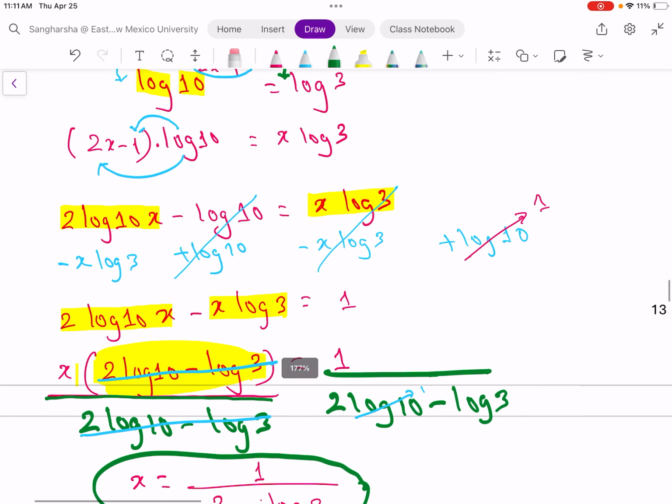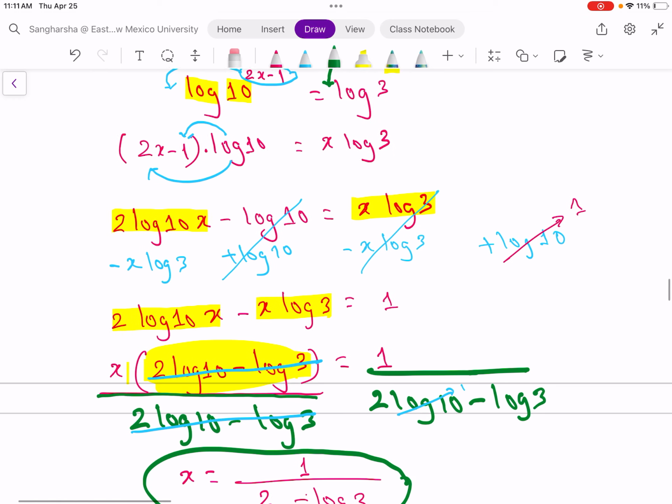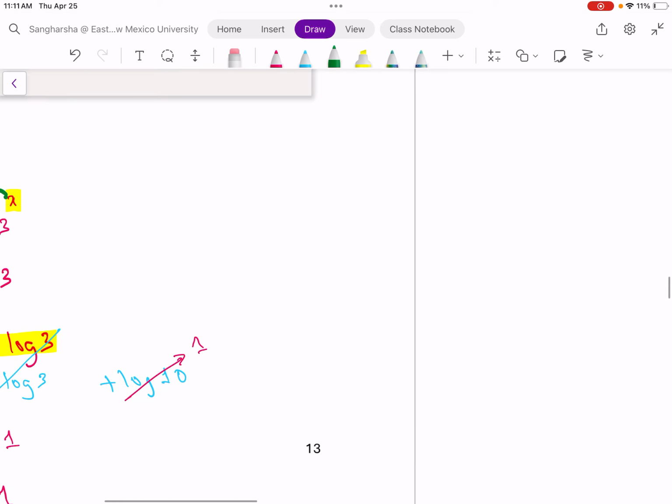Okay, let's practice one more here. Let me add an example. The next example, we're going to have 3 times e to the power 2t plus 6 equals 24. So this is the exponential equation. Now we are solving for the variable t. We don't know what t is, so we need to find t here.